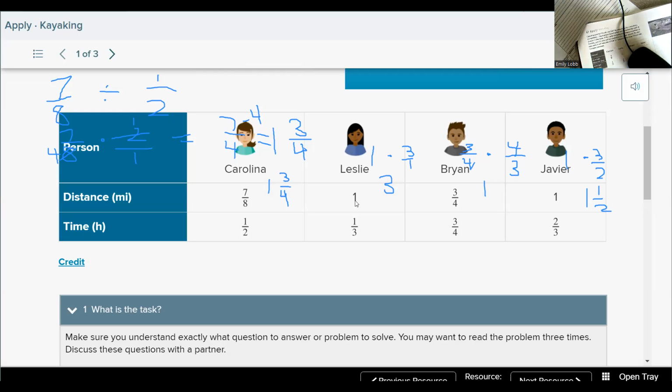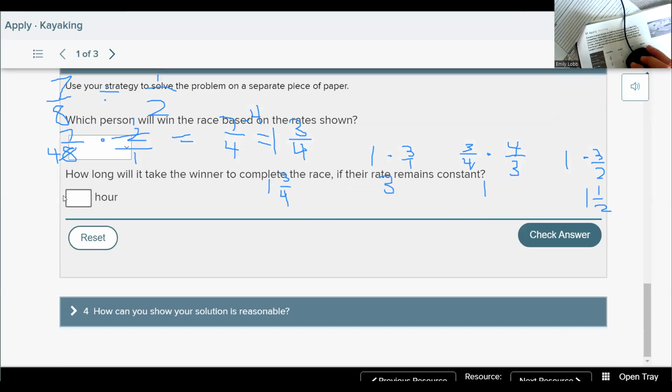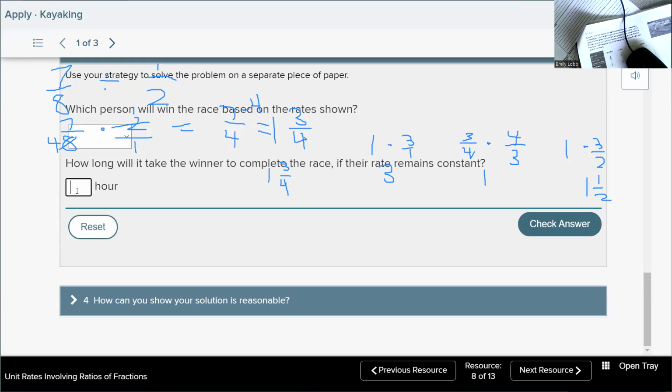1 hour. This is 3 miles per hour, which means I can go 3 miles every 1 hour. So it's going to take her how long? 1 hour. Yep, because she can go do those 3 miles in 1 hour. All right.